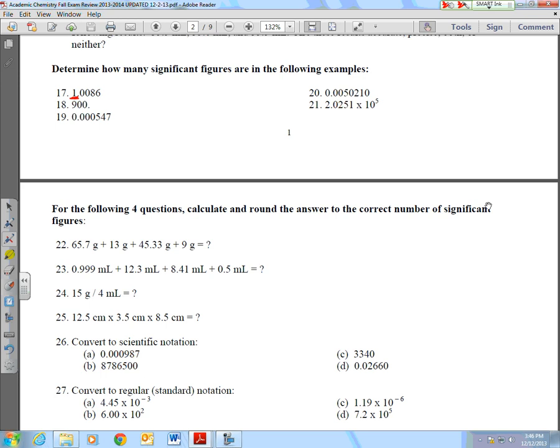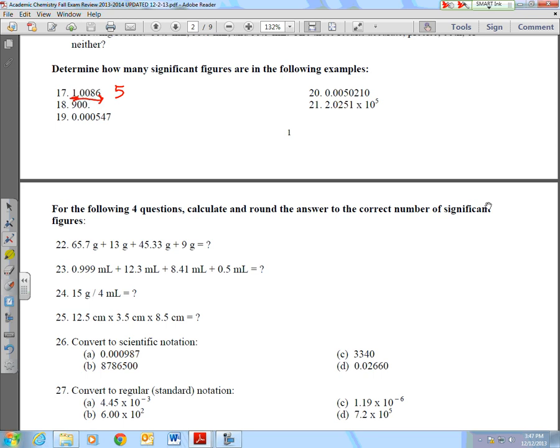Does my number have a decimal? It does. So because it has a decimal, everything including all the zeros count after that digit that's underlined. So this would be 1, 2, 3, 4, 5 significant figures. I call these guys sandwiched zeros. Sandwiched zeros always count, okay?